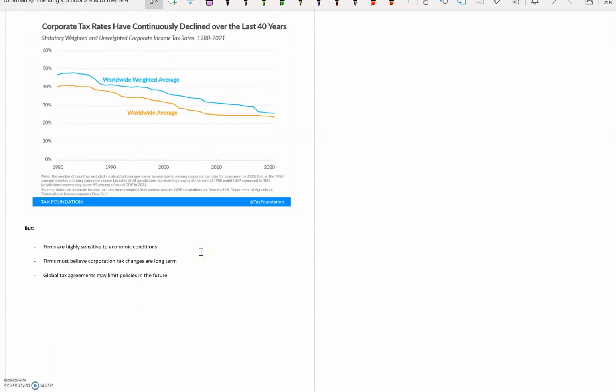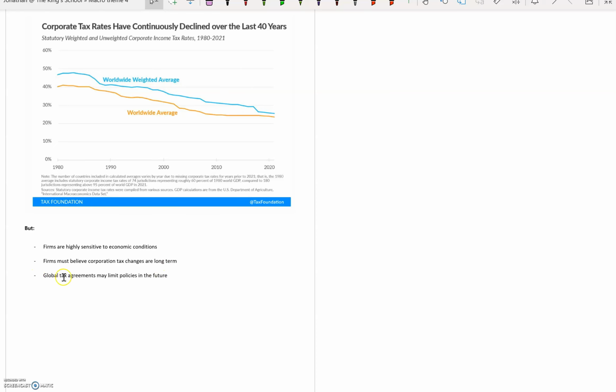Now, will firms react to corporation tax changes if we put them down? Well, yes and no. FDI possibly more likely, but firms are very sensitive to economic conditions. So even if you put corporation tax rates down, if economic conditions are unfavourable, it's likely that they still won't invest. You have to be confident if you're going to invest. And corporation tax doesn't necessarily change the overall macroeconomic environment. They must believe it's going to be long run. It's no use just having corporation tax reduced today. I need it reduced tomorrow because I'm going to borrow today and I'm going to use my future post-tax profits to pay back my loans.